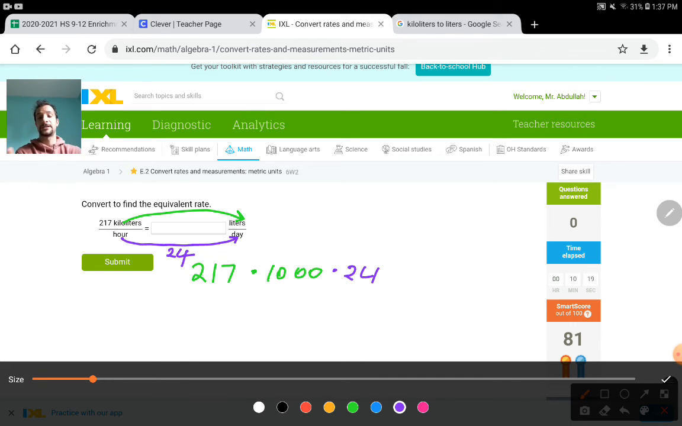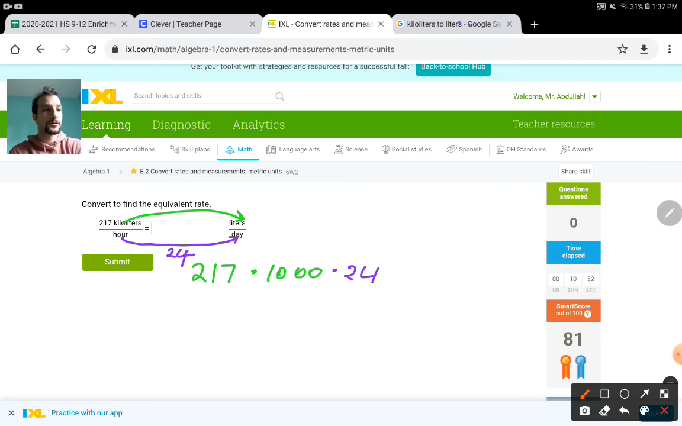It is going to be a huge number, but it's going to be right anyways. I don't care whether it's a ridiculously big number or small number. As long as it is right, I don't care what it is. So let's just multiply these numbers. 217 times 1000 times 24.